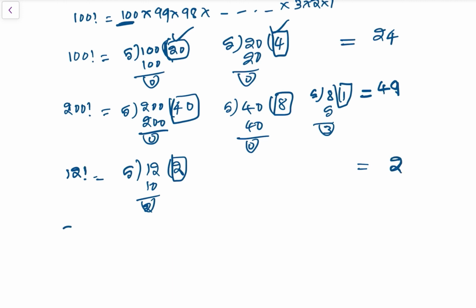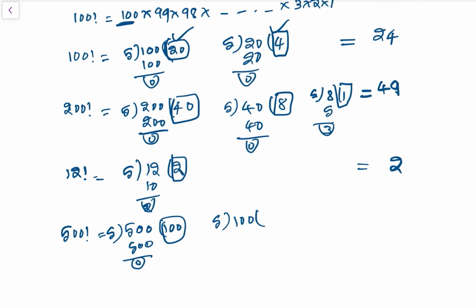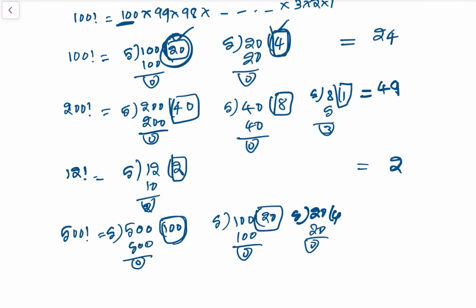Then 500 factorial. So 500 factorial is 500 divided by 5. So 5 100s are 500. So again 100 divided by 5. So that would be 20, 100. So अगर ऐसा आ गया तो उसके बाद हम सीधा इधर से ले सकते हैं. So 20, so फिर 20 को 5, 4s are 20. ठीक है. So it is 100 plus 20 plus 4, that is 124.